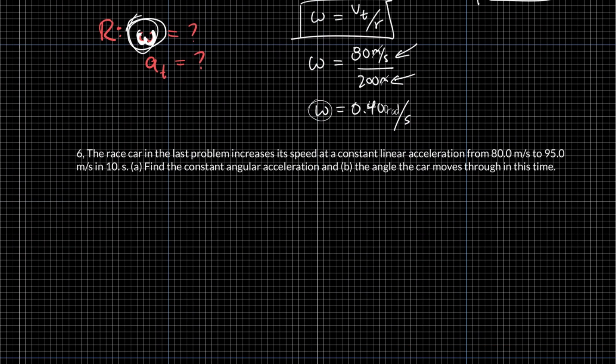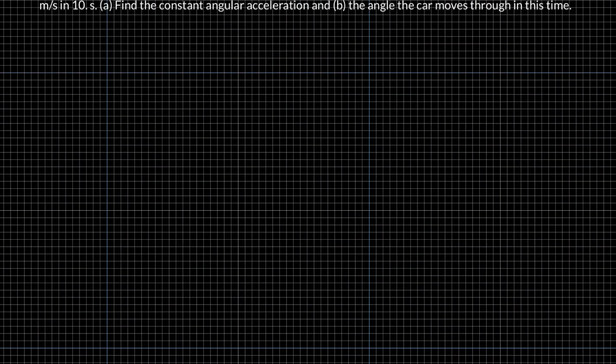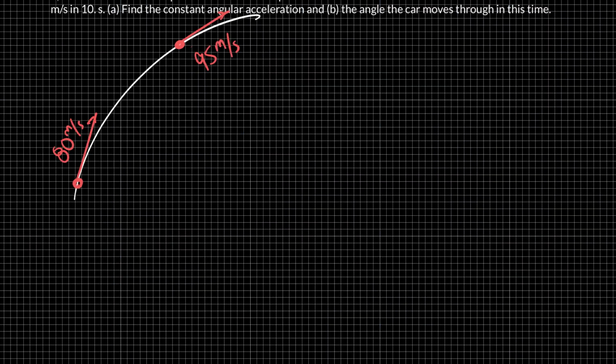All right, let's go down here. The race car in the last problem increases its speed at a constant linear acceleration from 80 to 90. Okay, and that takes 10 seconds to go from 80 to 95 meters per second.